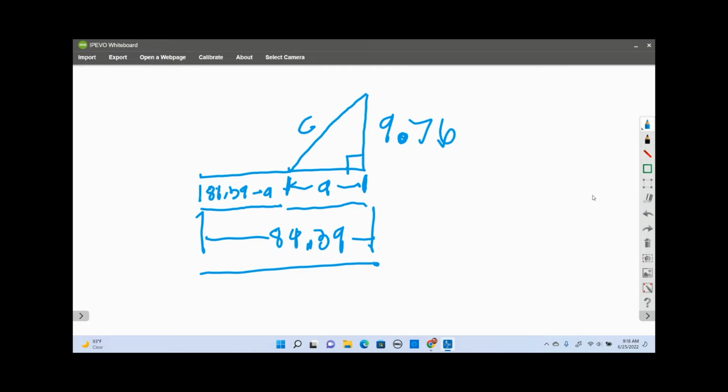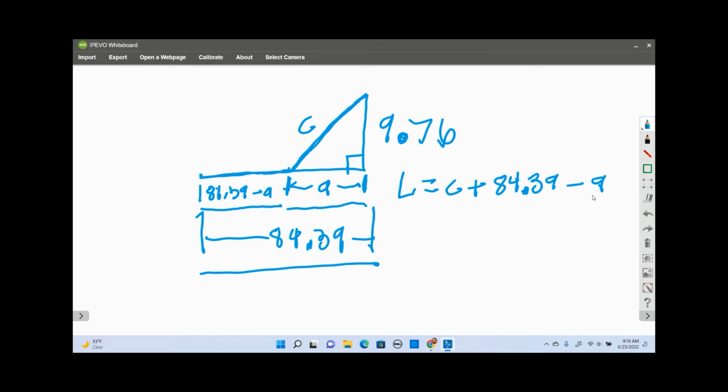So when you do an optimization problem, you try to figure out what needs to be optimized. What needs to be optimized is the distance traveled. And optimize can mean maximizing or minimizing. In this sense, of course, we're trying to minimize, finding the least distance. So the distance traveled is going to be, they're going to go C, and then they're going to go 84.39 minus A. So I'm going to write that as a function. I'm going to call it a function L. So L is C plus 84.39 minus A.